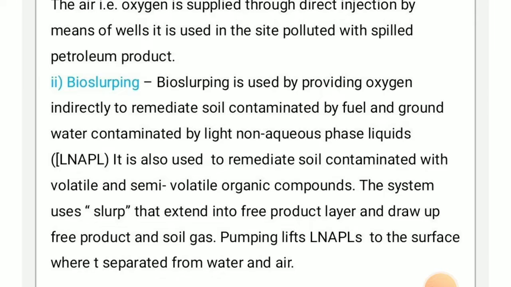This microbial activity starts due to the injection of air aerobically. The air that is directly supplied forms a stimulation in the microbes, and those microbes can take up or absorb the toxic or hazardous chemicals.